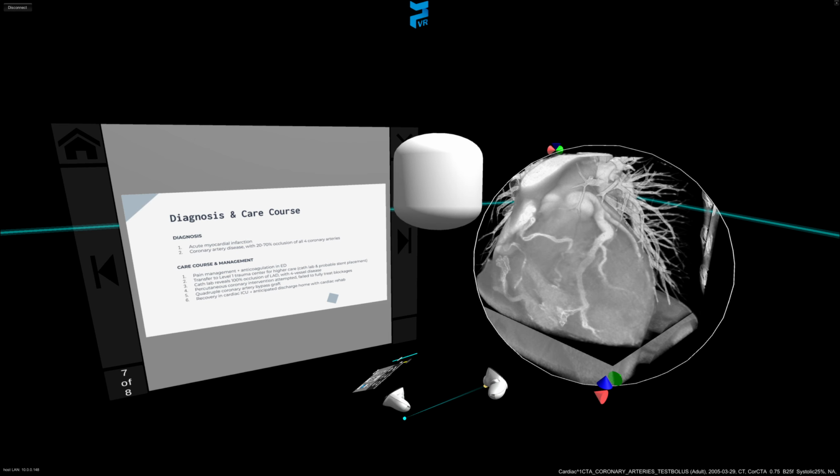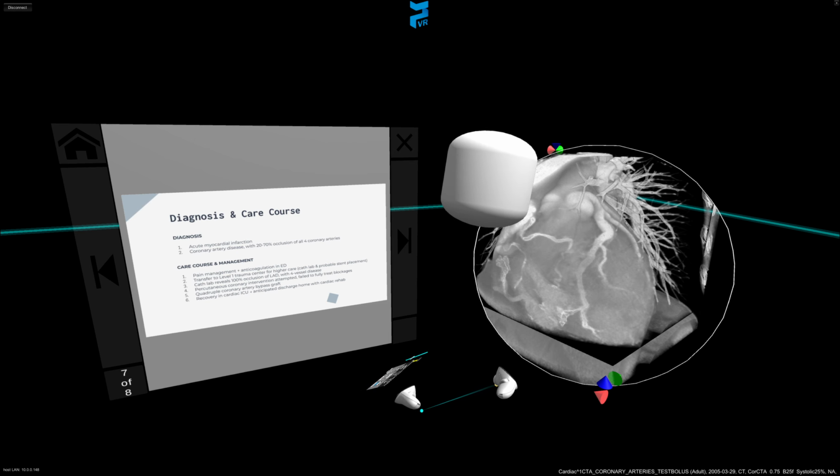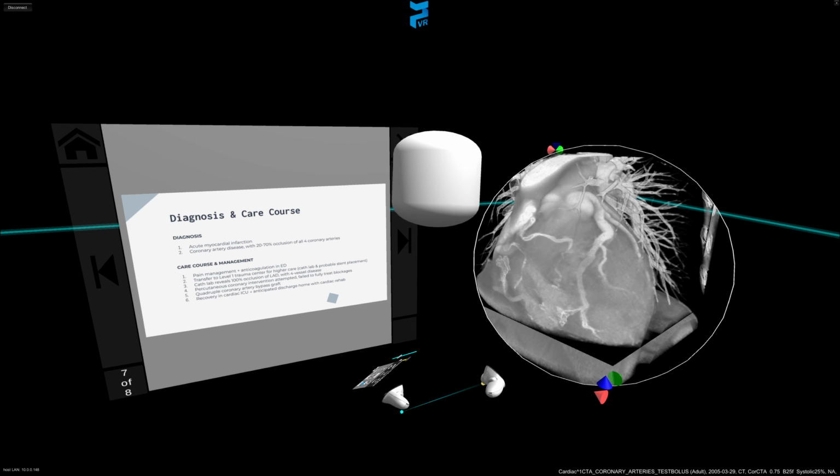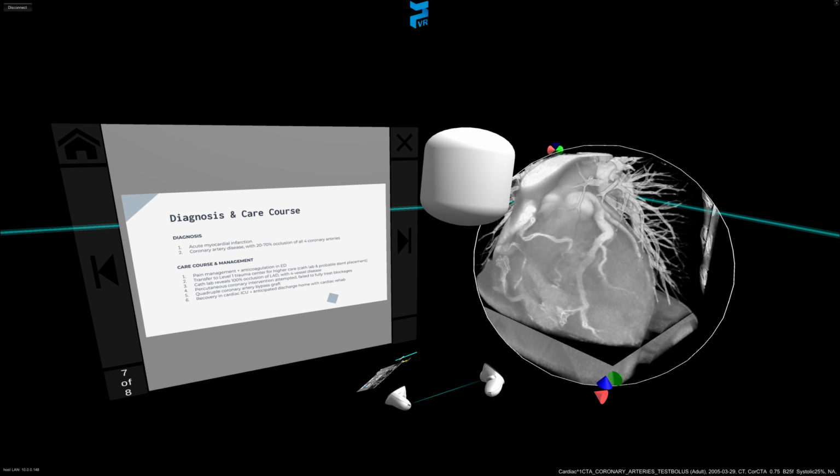PCI was attempted, however, stent placement failed to fully restore blood flow, and so he was scheduled for a quadruple coronary artery bypass graft. He's currently in recovery in the cardiac ICU with anticipated discharge home with cardiac rehab in about a week.